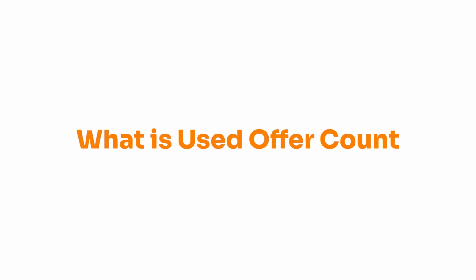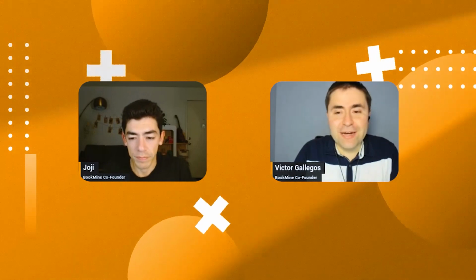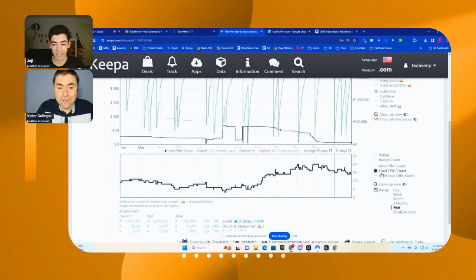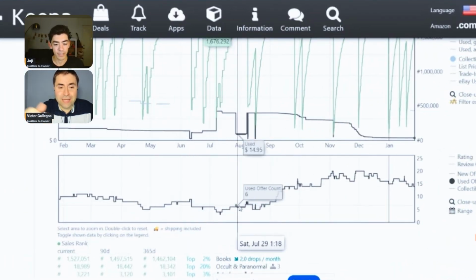So, Victor, what the heck is used offer count? What does it mean? What's the definition? Yeah, so basically, Keepa keeps track of how many used sellers there are at any particular point and then draws them into a graph. So this is a picture of the last year of how many sellers have gone in and out of this listing.